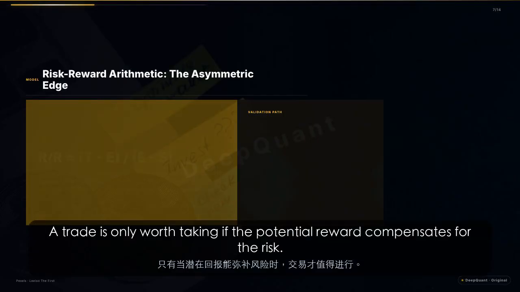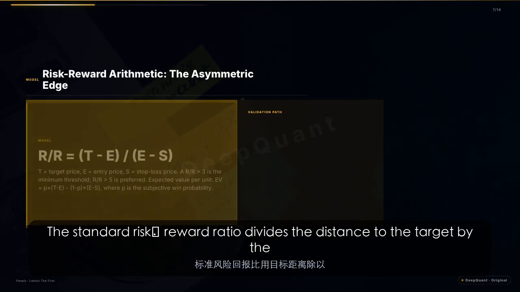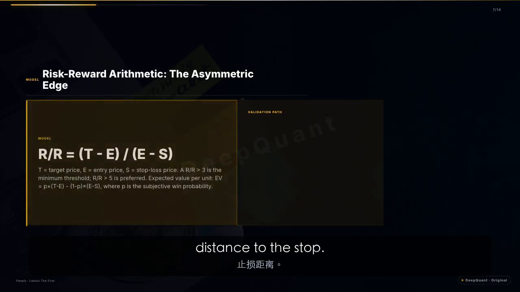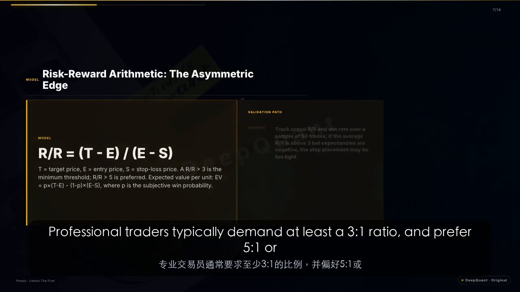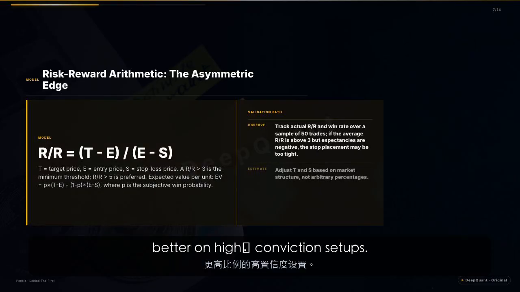A trade is only worth taking if the potential reward compensates for the risk. The standard risk-reward ratio divides the distance to the target by the distance to the stop. Professional traders typically demand at least a 3-to-1 ratio, and prefer 5-to-1 or better on high-conviction setups.